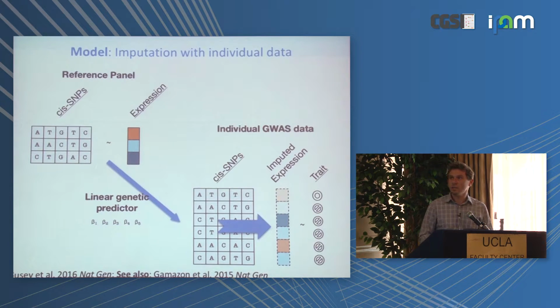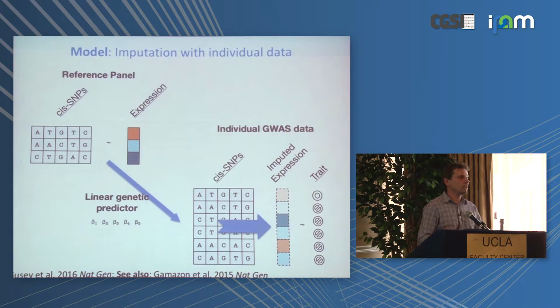Okay, so how does it work? Here's the cis expression, or the genetic variation locally around a given gene. This is the expression. You just come up with whatever genetic predictor that you want to. Here we chose linear genetic predictors, or BLUPs, if you will, for very specific reasons.